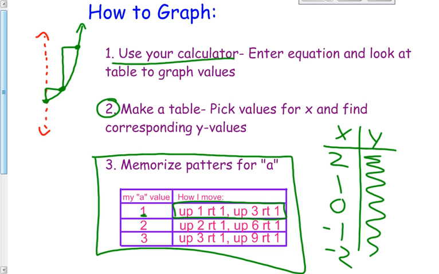Now remember, parabolas are always symmetrical, so what you do on the right side, you also do on the left side. You go up 1, left 1, you have a point. From this point, you go up 3, left 1. And there's your point. And there is your symmetrical graph.